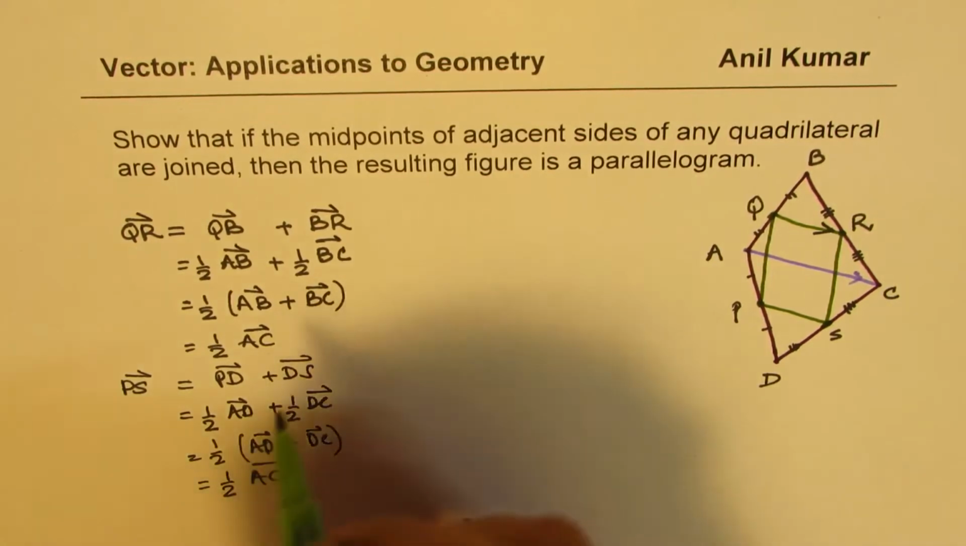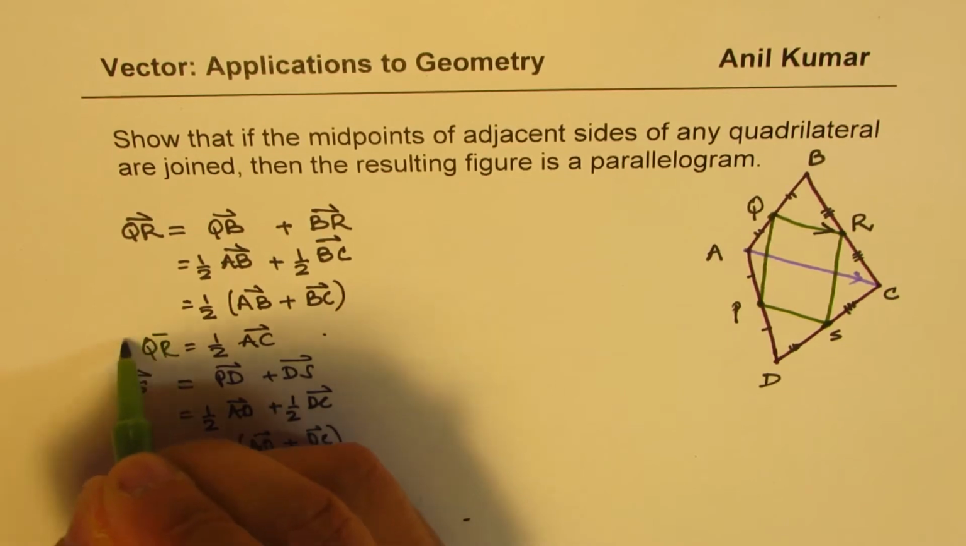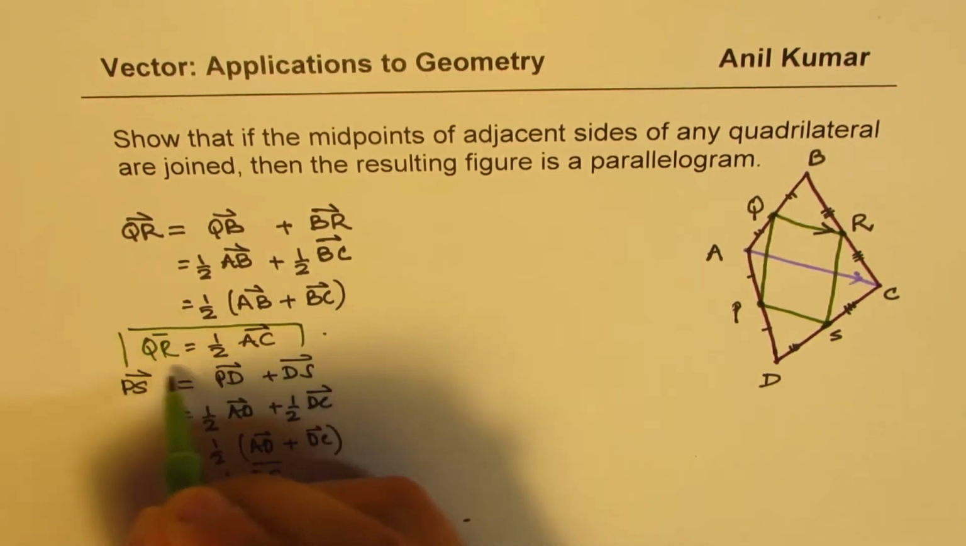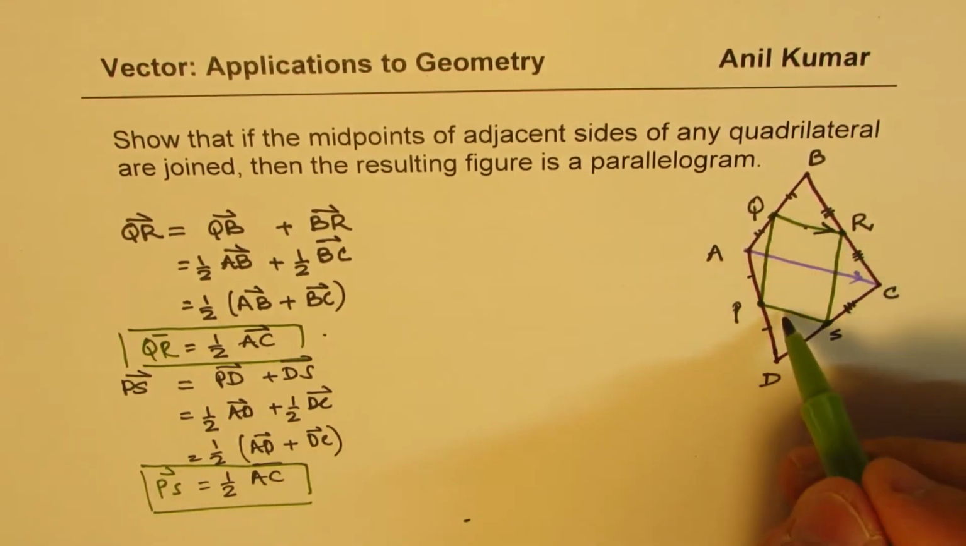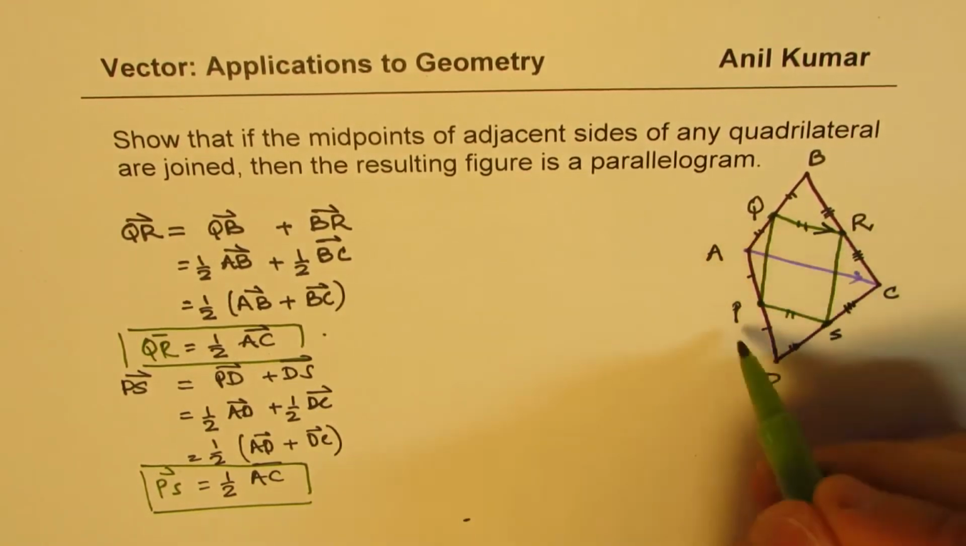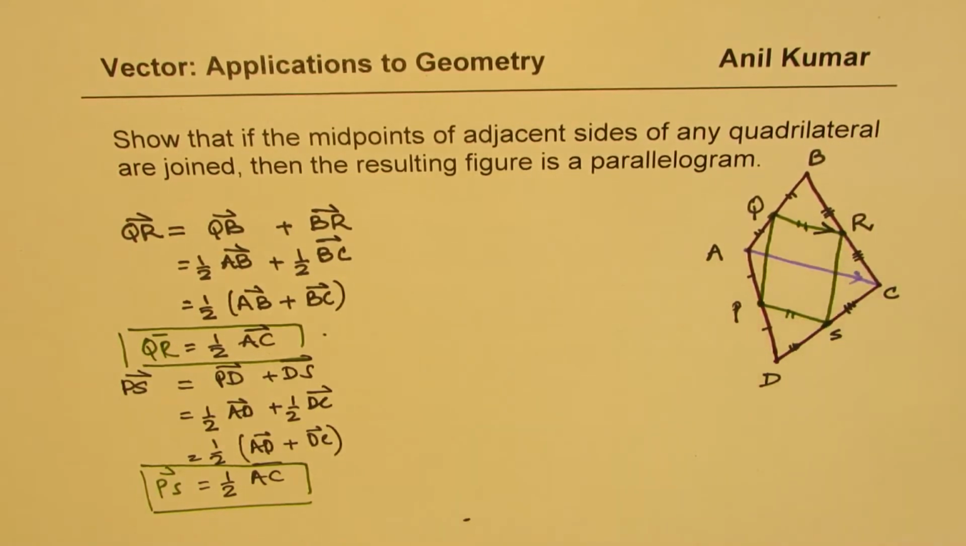So comparing with equation 1, where we wrote QR is equal to half of AC, we now got PS, the opposite side, is half of AC. So both are same, right? So that shows that these are equal and they are parallel, correct? So the opposite sides are parallel, correct?